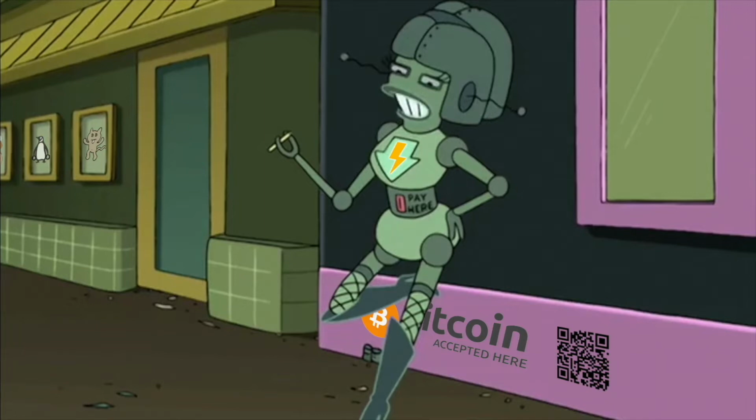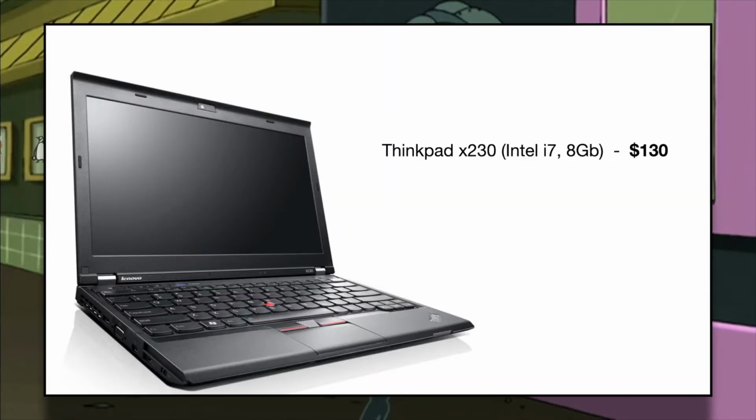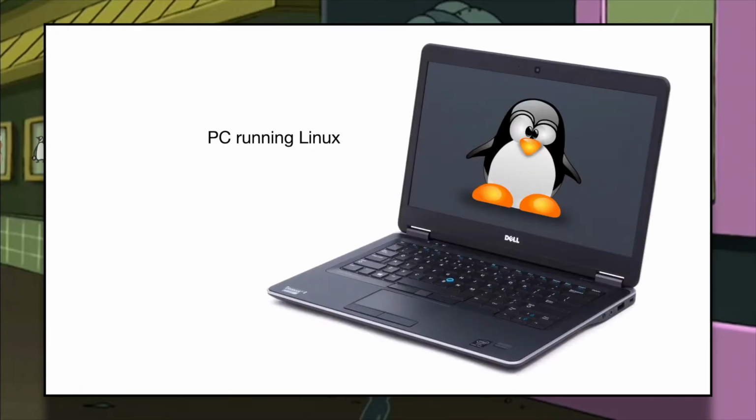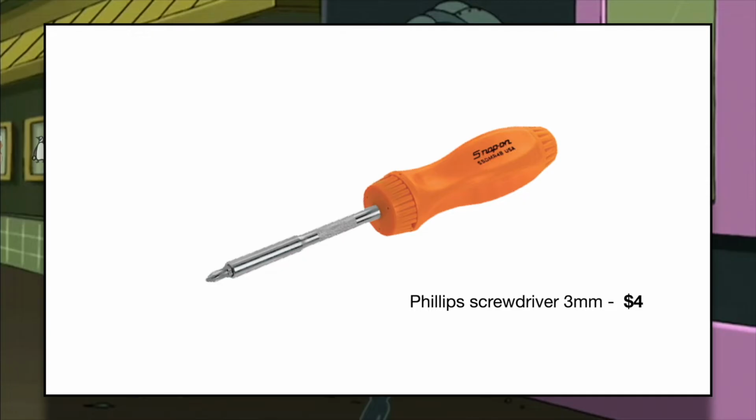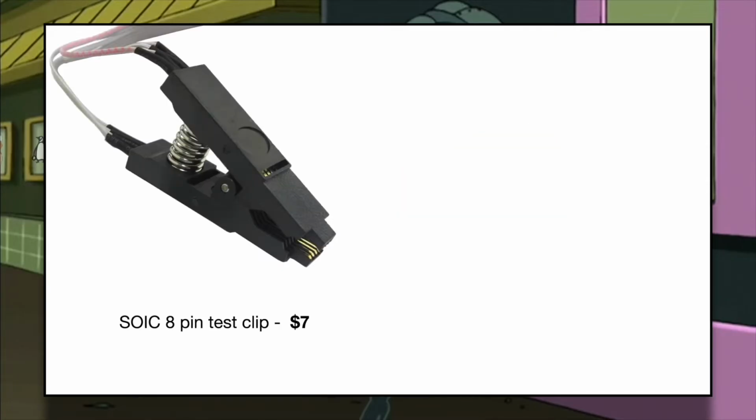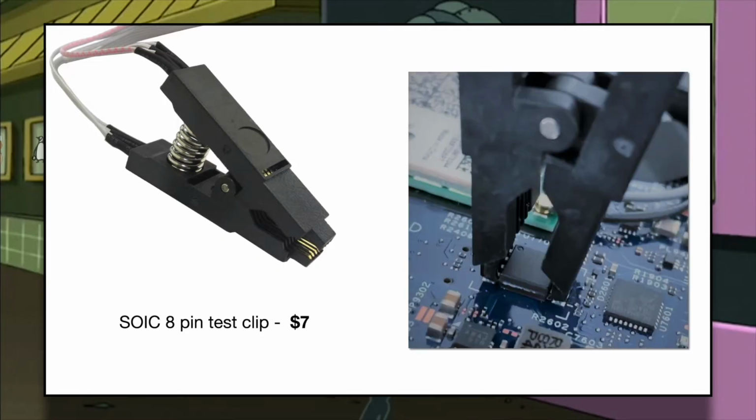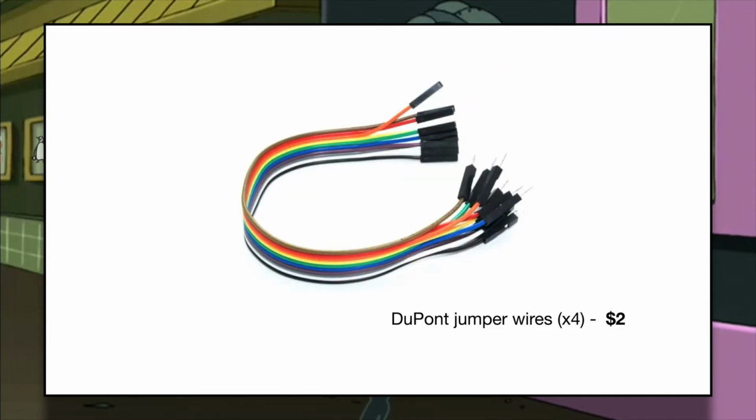Okay. This is what you will need to complete this guide. A second-hand ThinkPad X230. I got mine for $130. And for 20 more, I upgraded the RAM to 16 gigs. Any regular computer, running a Linux OS. A 3mm Phillips screwdriver, to disassemble the ThinkPad. An SOIC, 8-pin test clip, to access the data lines from 2 integrated circuits in the motherboard. 6 male to female DuPont jumper wires, to connect the test clip to our programmer.